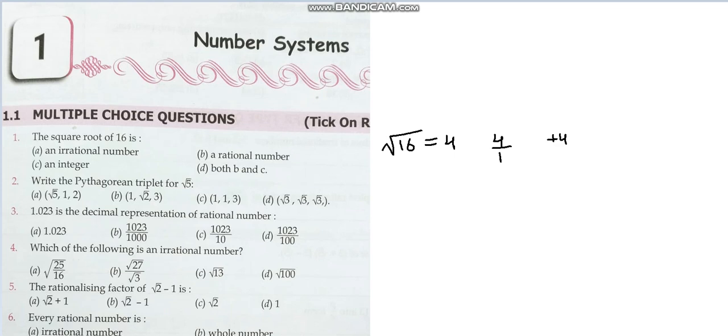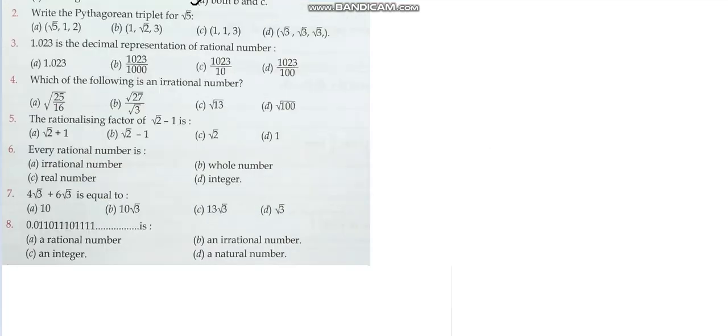Integers are a group of negative, 0 and positive numbers. So 4 is a rational number as well as an integer. So the answer to the first question is both B and C, a rational number and an integer.